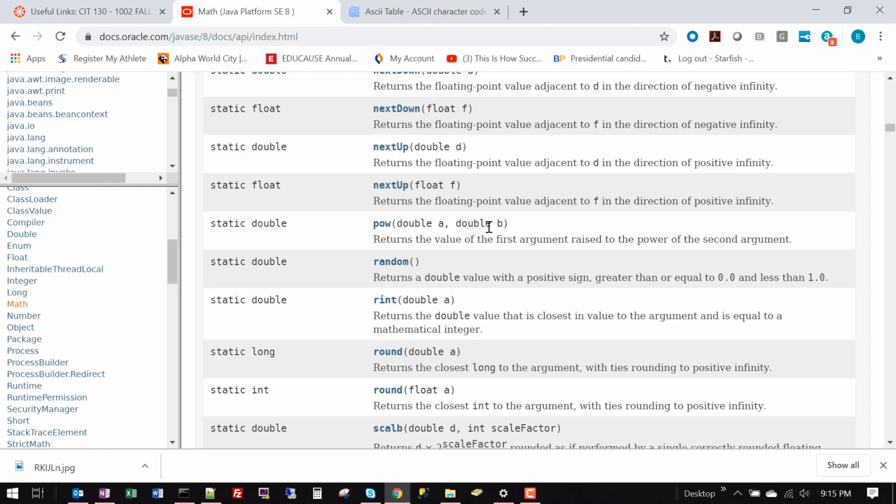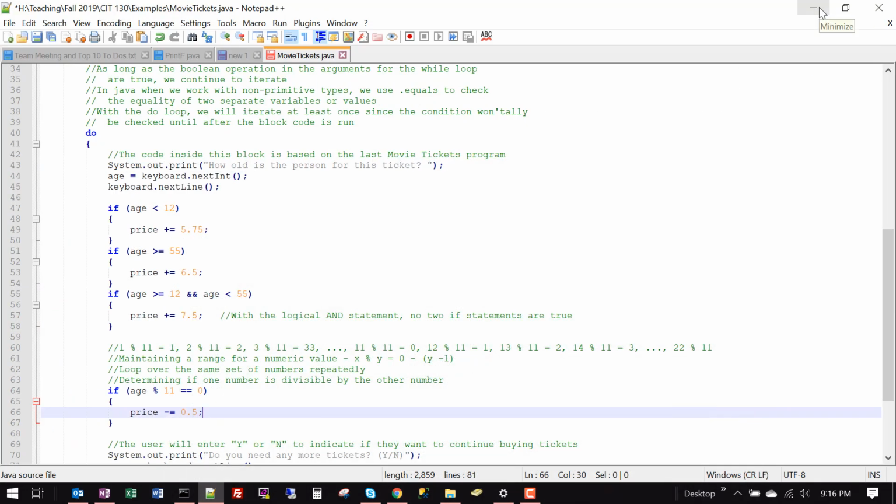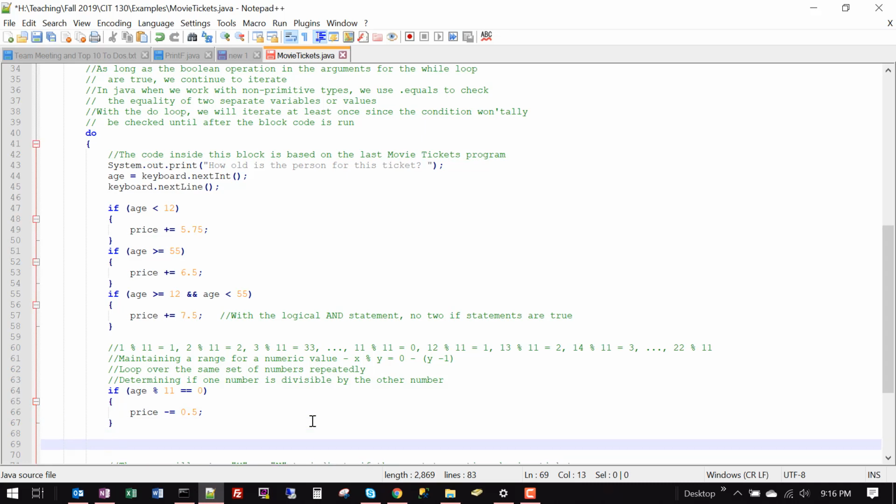And one that I wanted to look at right now, just as an example of using this, is round, where it will return the closest long to the argument, where the argument is a double, with ties rounding to positive infinity, which just means that ties round up. That's a fancy way of putting that. So, where might we use that? What we'll do there is discounts taken into account.